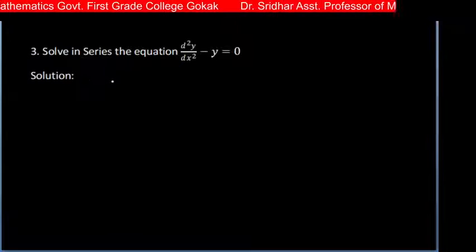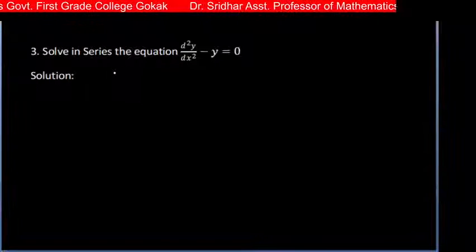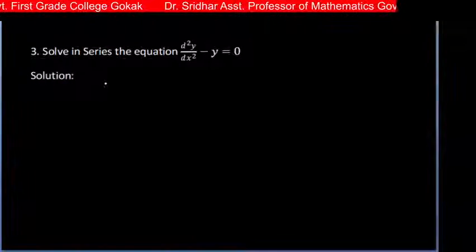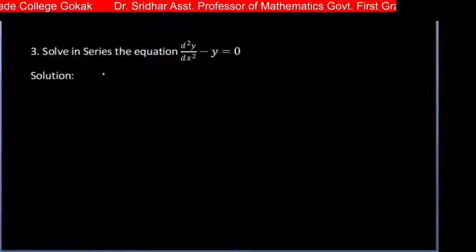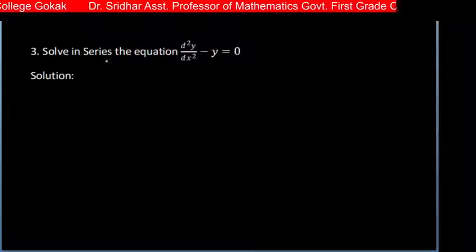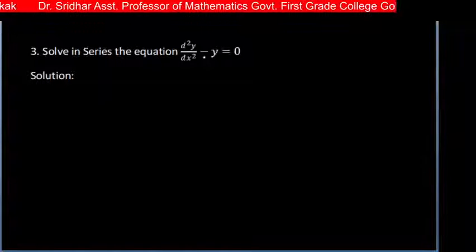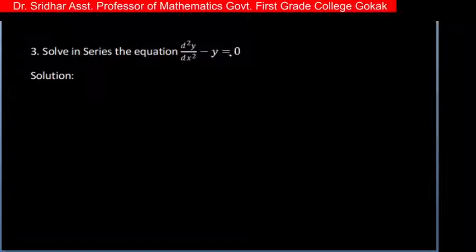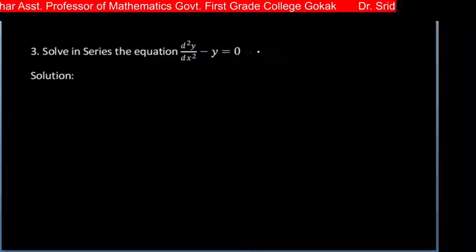So in this class we solve another problem on series solution of differential equation. So here the problem is: solve in a series the equation d square y by dx square minus y equal to 0. Now call this equation as 1.